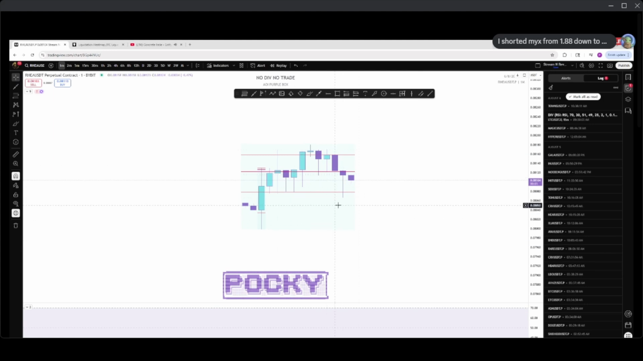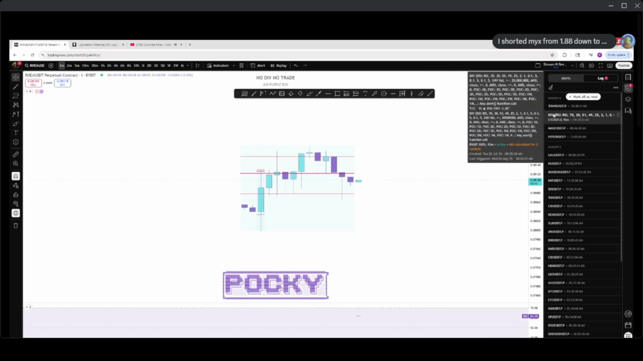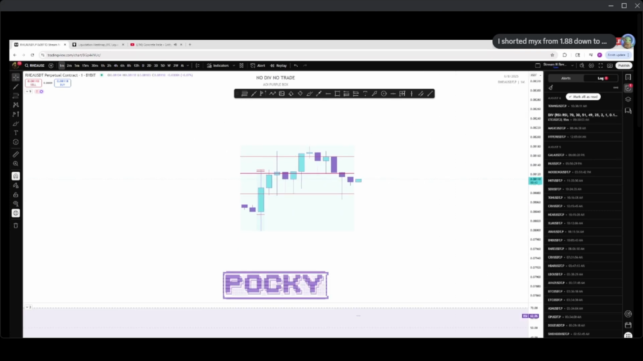MYX funding back to -2. Let's print without taking TPs. BTC looks like it might flip 114. It tested 113.972. It held. We're ping-ponging right now on BTC. There's not much data we could go off of. You got to add the value area low, value area high. All right, so you have to do fixed range volume profile.